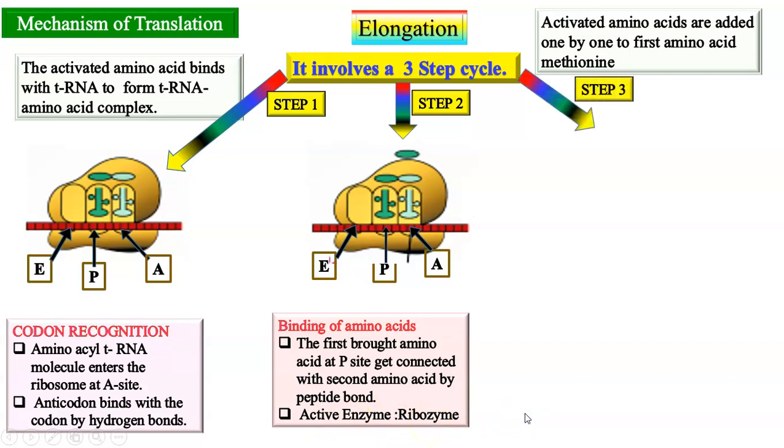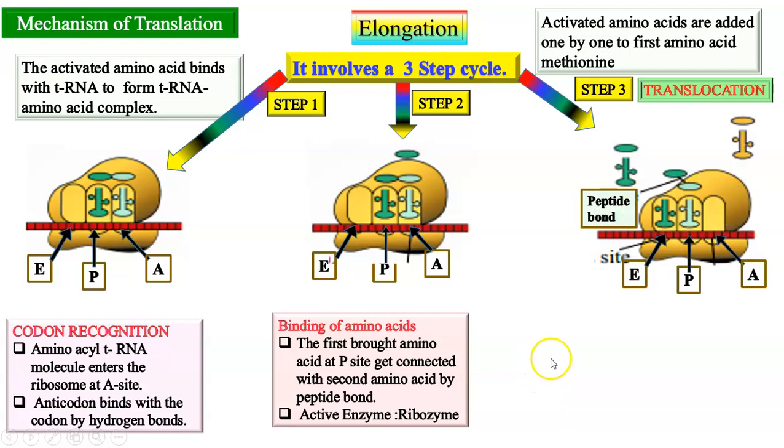And in step number 3, which is a very important step, translocation, the ribosome moves along the messenger RNA. When the ribosome moves, the position of the transfer RNA gets shifted. Now you can see in this diagram, the methionine tRNA which was present at the P site has come to the E site. From the E site, that transfer RNA will be released. But the methionine it had brought got connected with the second amino acid, and as a result the A site has become vacant.